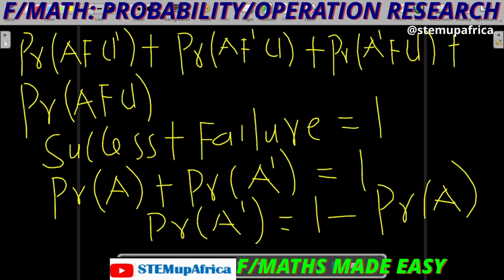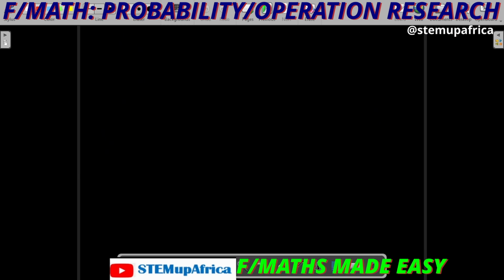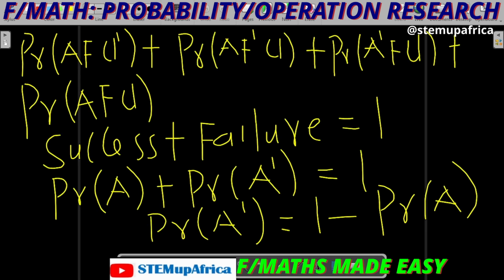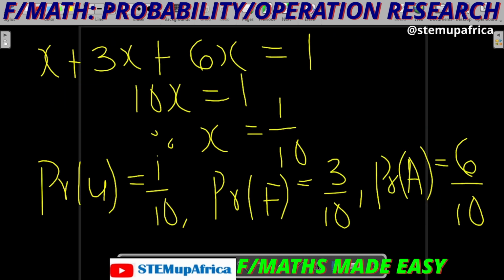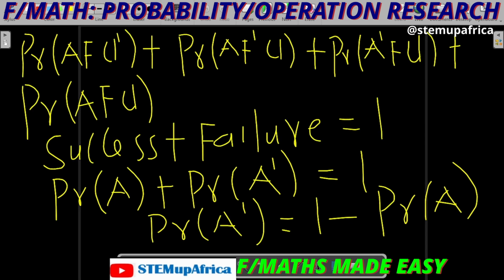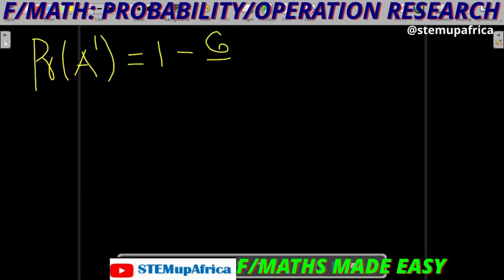Failure is 1 minus success. So let's do it for the 3 of them. The probability that A failed to solve correctly is 1 minus the probability of A. The probability of A is 6 over 10, so 1 minus 6 over 10 gives us 4 over 10.